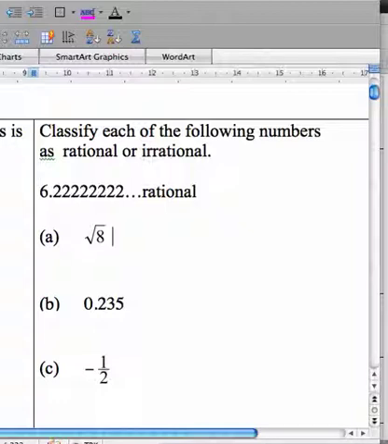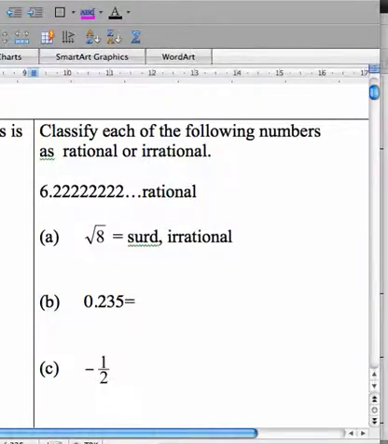The square root of 8, is there a number times itself 2 times to give us 8? No, there isn't. 2 times 2 is 4. 3 times 3 is 9. I've passed 8. So this is actually a surd. We know it's a surd, and it is irrational.